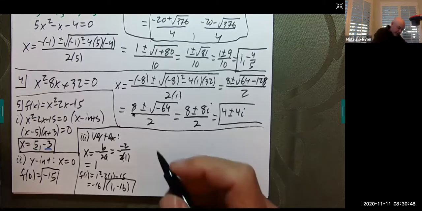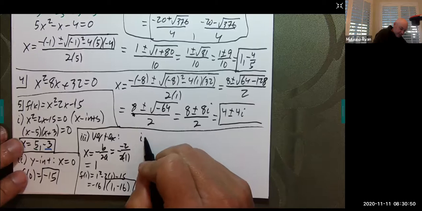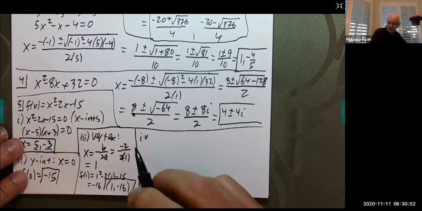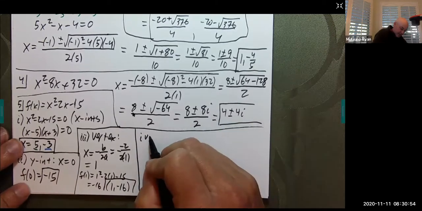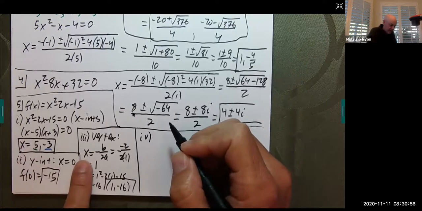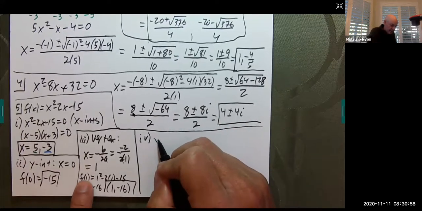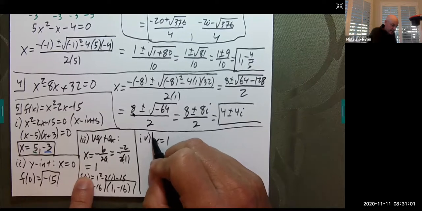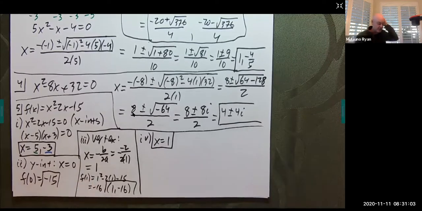And the line of symmetry is exactly x equals 1. It's the x value of the vertex, but it's a vertical line in this case. So x equals 1 is a vertical line. It's going to chop the parabola exactly into symmetric pieces.